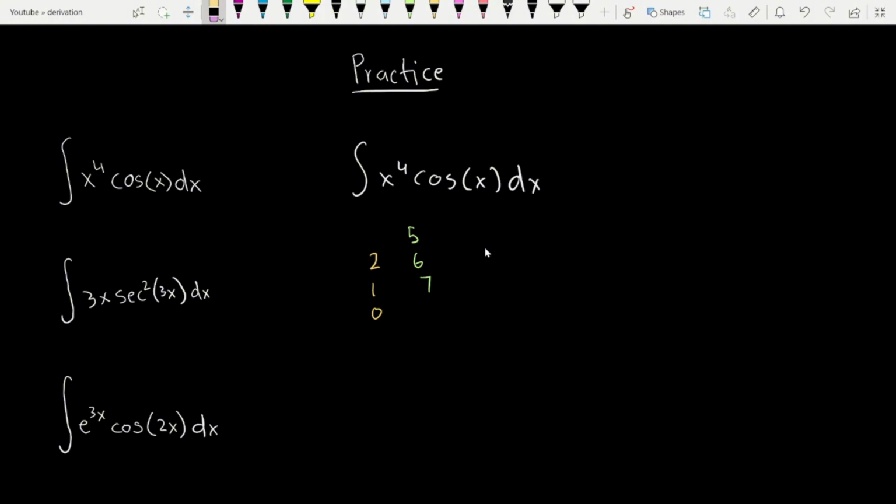It's going to become a constant. So this seems more useful to me. Differentiating x to the power 4 seems more useful to me. So I am going to be differentiating this thing right over here.